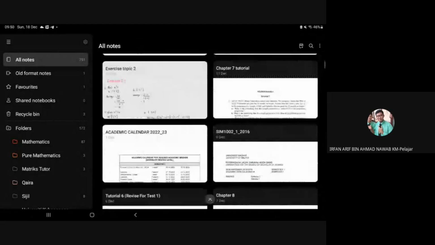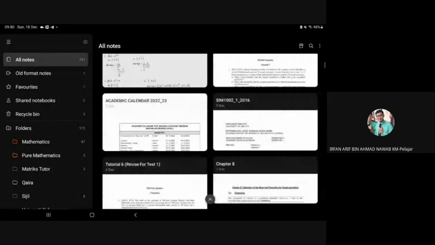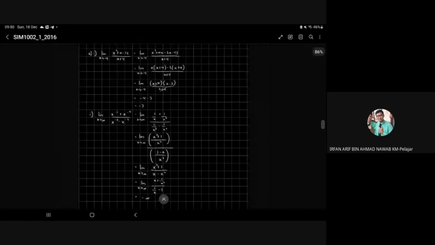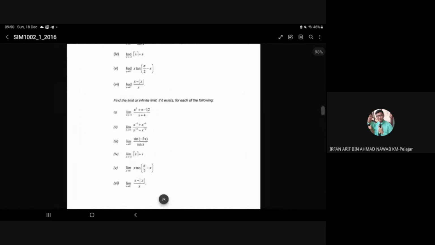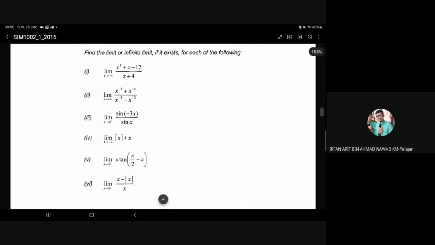Yeah, bahasa Quran, mana matematik. Ni. So I tried this one. Here we go. So this is the past year question for 2016. And let me do something first. Wondershare. Do I have Wondershare? Oh, I do. Okay, that's good to know.